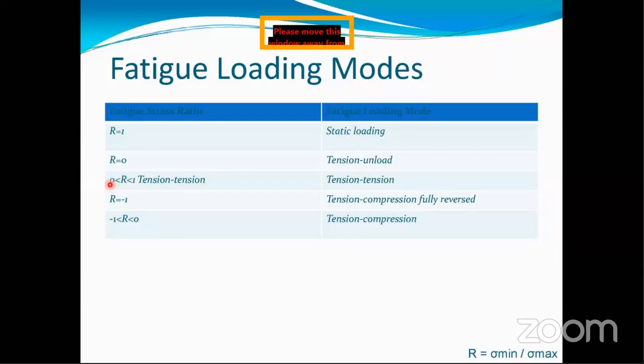When R lies between 0 to 1, it is tension to tension. Similarly, R is minus 1 implies tension as well as compression. Both will be involved and both are equal. That is, suppose a component is loaded to a stress level of 100 MPa and then it is completely reversed to minus 100 MPa, then we define it as fully reversed cycles. When R lies between minus 1 to 0, it is a tension compression cycle.